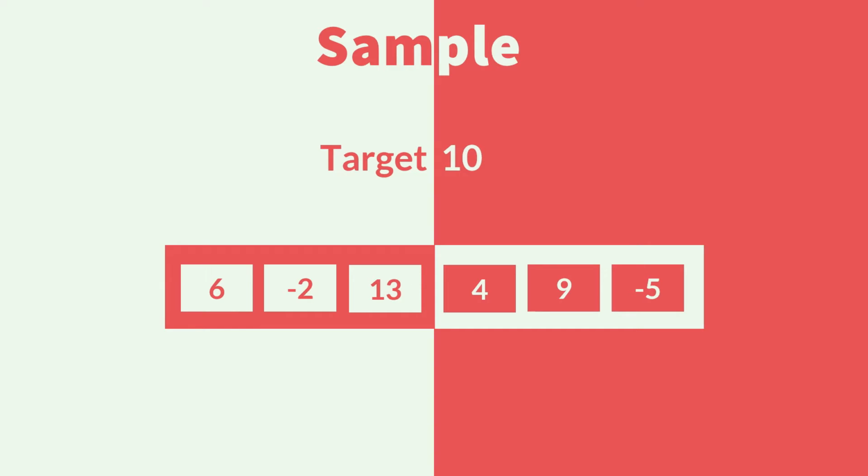The first idea that comes to our mind is the naive brute force approach, which involves two nested for loops, and it goes something like this. You take 6 first, and then you add minus 2 to it, you get 4, then you add 13 to 6, you get 19, you add 4 to 6, you get 10, 9 to 6, you get 15, minus 5 to 6, you get 1. Then you move on to minus 2, and you add 13 to minus 2, you get 11, 4 to minus 2, you get 2, and so on and so forth.